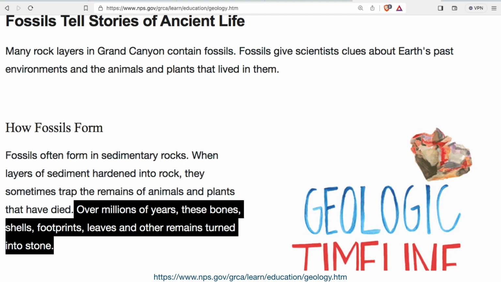Okay, and then this is from their geologic Grand Canyon website: over millions of years, these bones, shells, footprints, leaves, and other remains turned into stone. Well, if Randy Galuza was hearing that, he'd say, excuse me, what process today is turning footprints into stone all over the world? What process today is turning leaves into stone? There was something special that happened in the past.